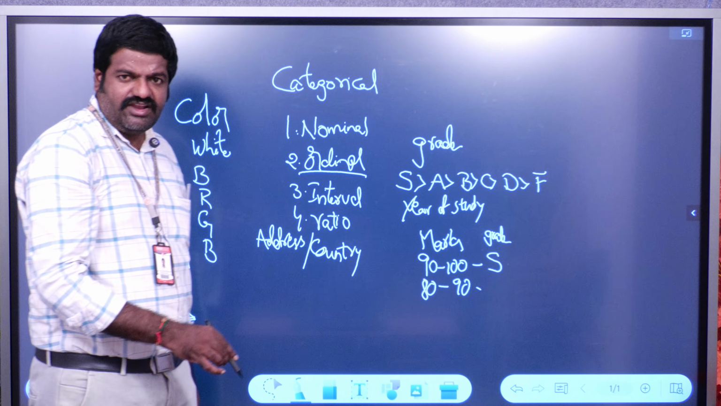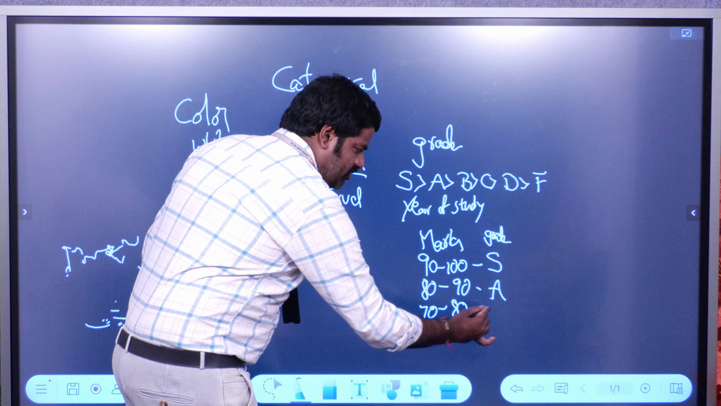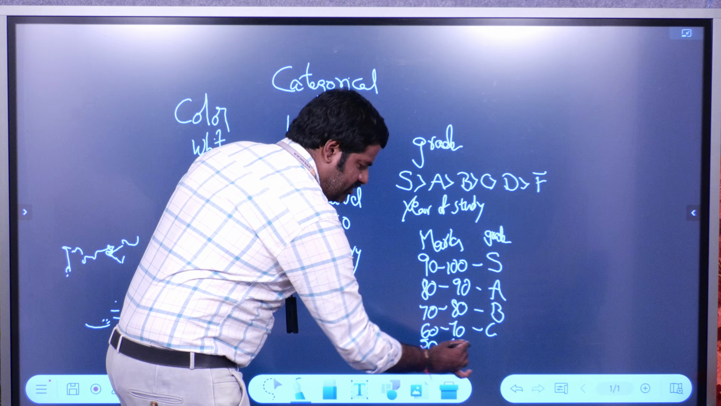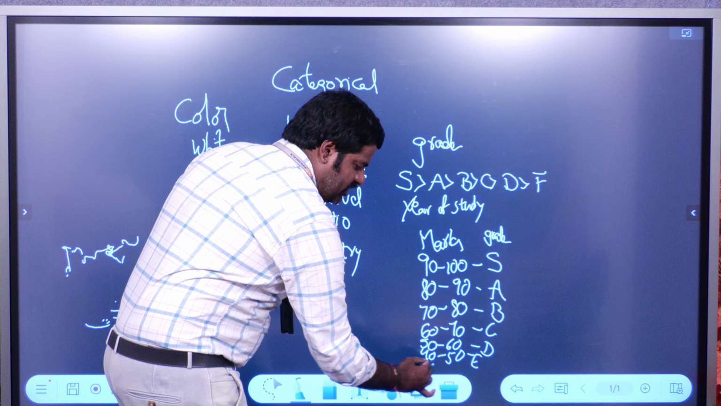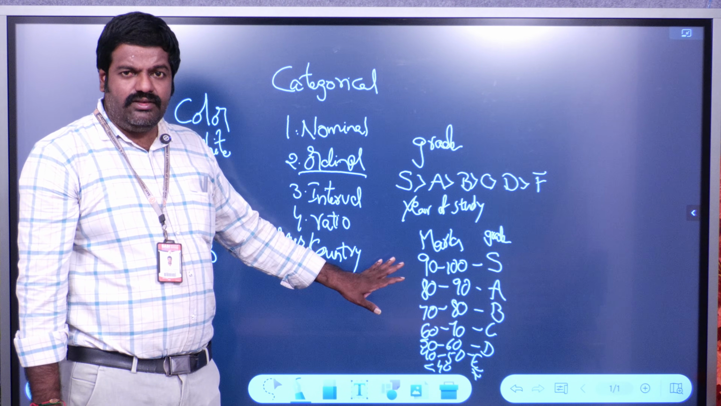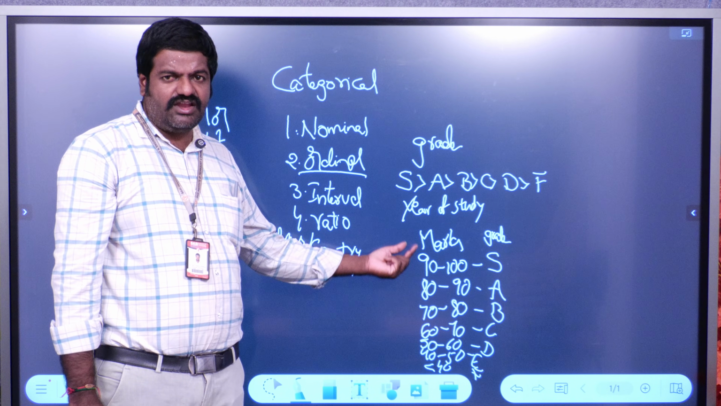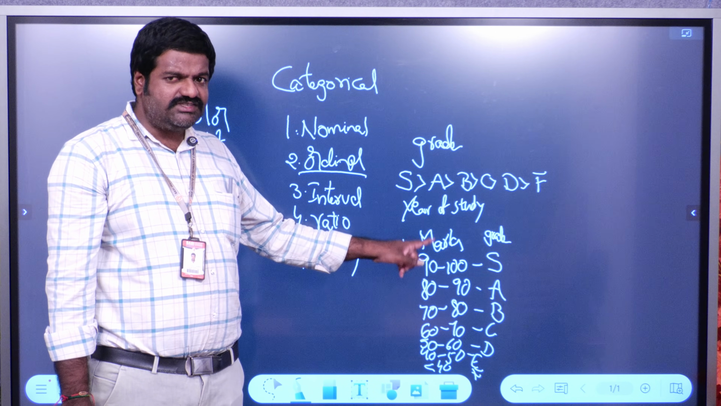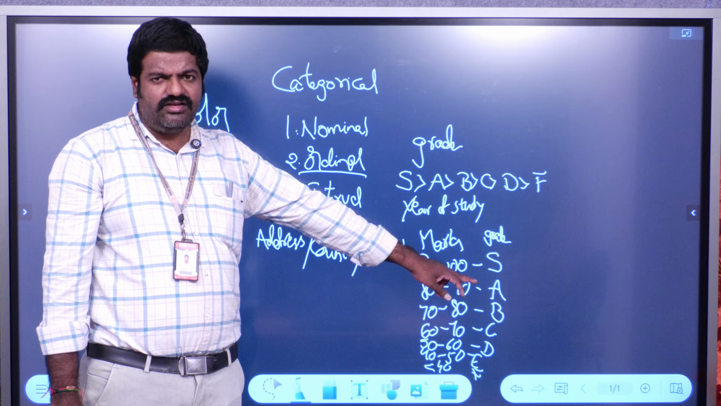90 to 100 is S grade, 80 to 90 is A grade, 70 to 80 is B grade, 60 to 70 is C grade, 50 to 60 is D grade, 40 to 50 is E grade, less than 40 is F grade. So in this example, marks come under interval. Here we have the range of values 90 to 100, so I am representing that as an interval. In this example, marks come under interval data, and grade comes under ordinal data.